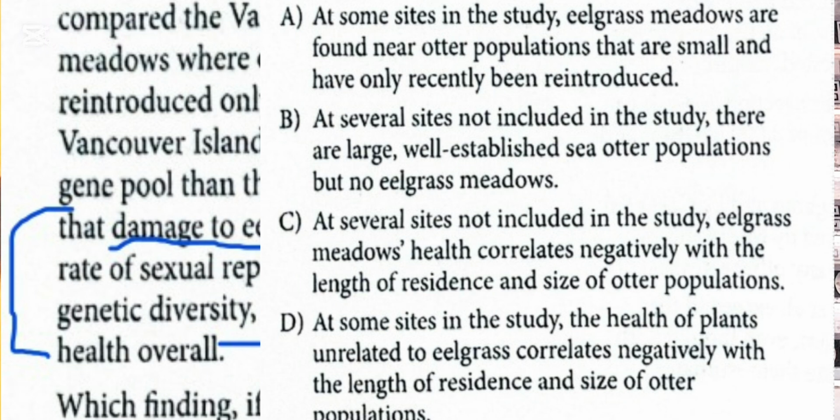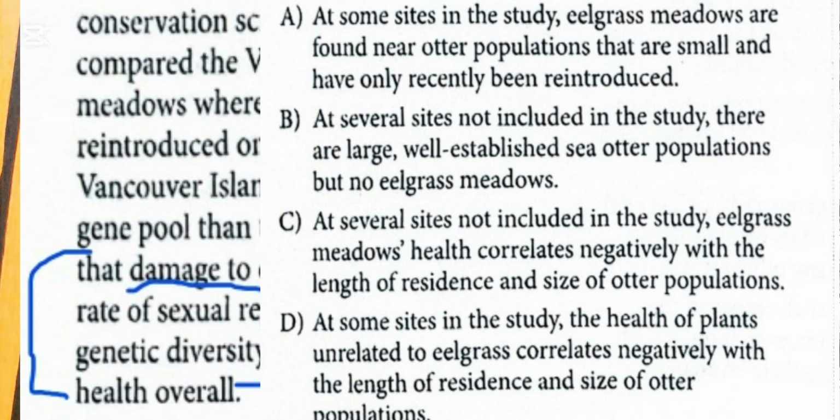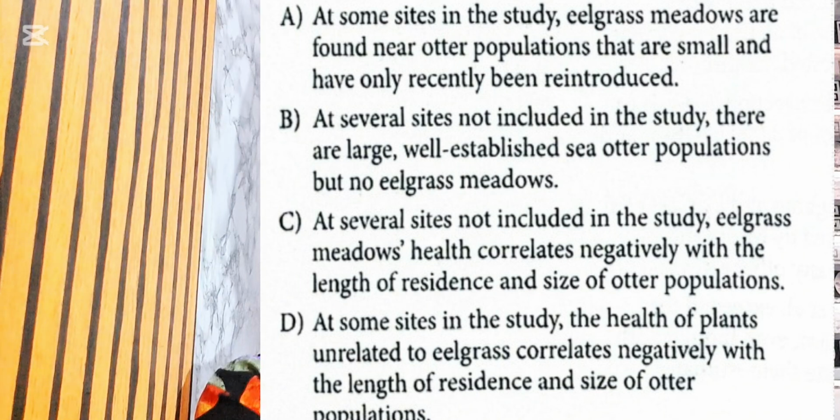Option B, at several sites not included in the study, there are large, well-established sea otter populations but no eelgrass meadows. Now, this mentions that there is a large sea otter population, which you can start assuming already that, of course, the larger they are, the more damage they can possibly cause. But then, what do they cause damage to? We don't see. There is nothing about the health of the eelgrass. They just let us know. So we have to see that the health of the eelgrass is doing badly as a result of the well-established population of sea otters. So option B is only partly true.